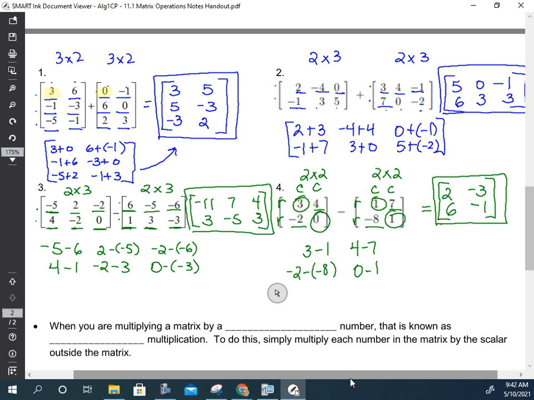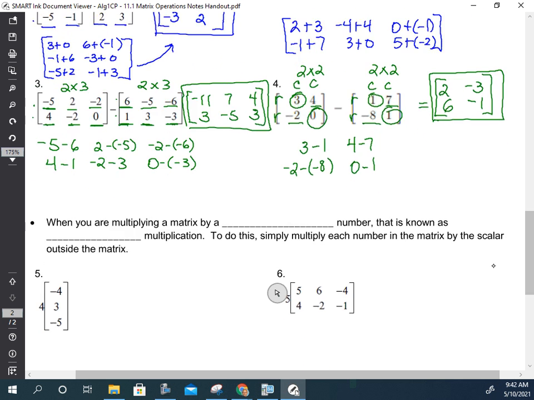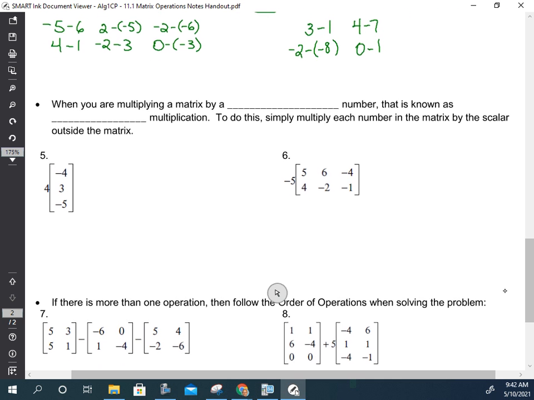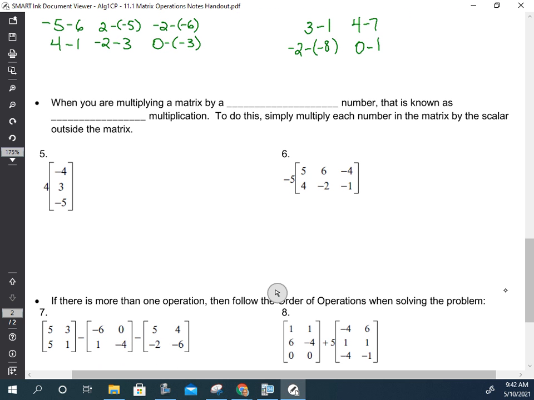So let's transition on to multiplying by a single number. When you multiply a matrix by a single number, that is known as scalar multiplication. Scalar multiplication. So simply multiply the number outside the matrix times everything inside. Simple as that.